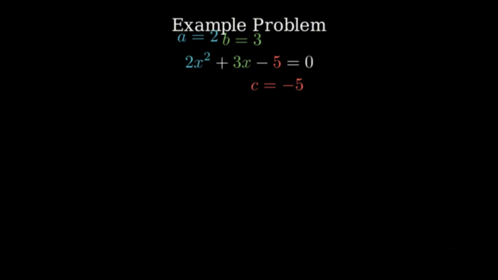Before applying the quadratic formula, it's helpful to calculate the discriminant. The discriminant tells us important information about the nature of the roots, whether they're real or complex, and if real, whether they're distinct or repeated. The discriminant is calculated using the formula b squared minus 4ac. This expression appears under the square root in the quadratic formula, and its value determines the nature of the solutions.